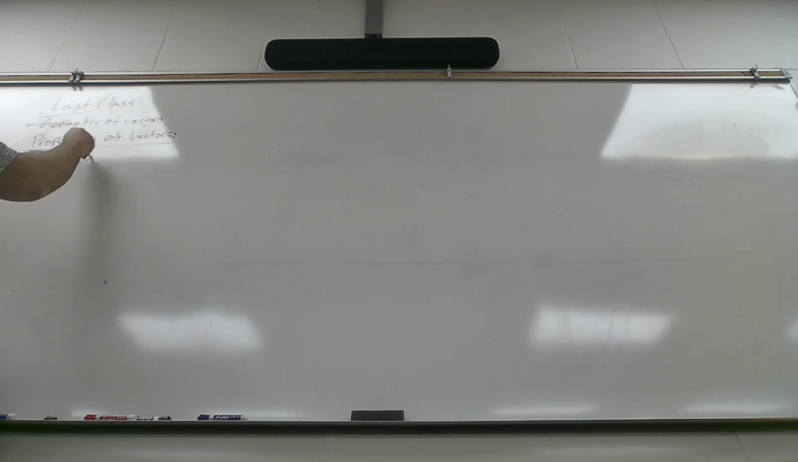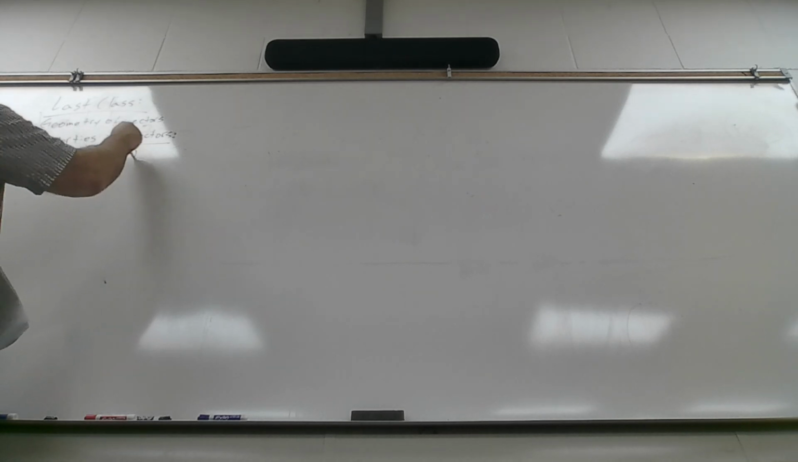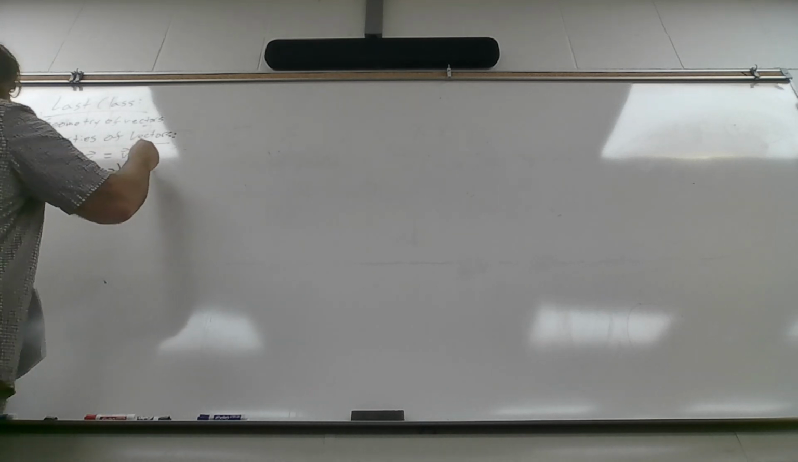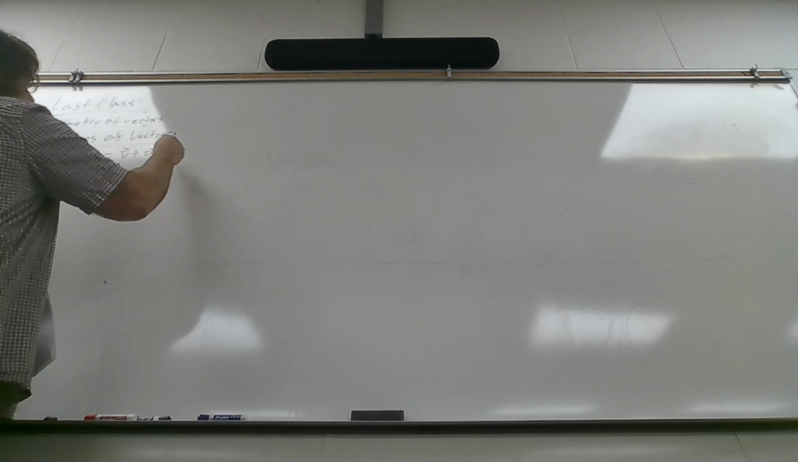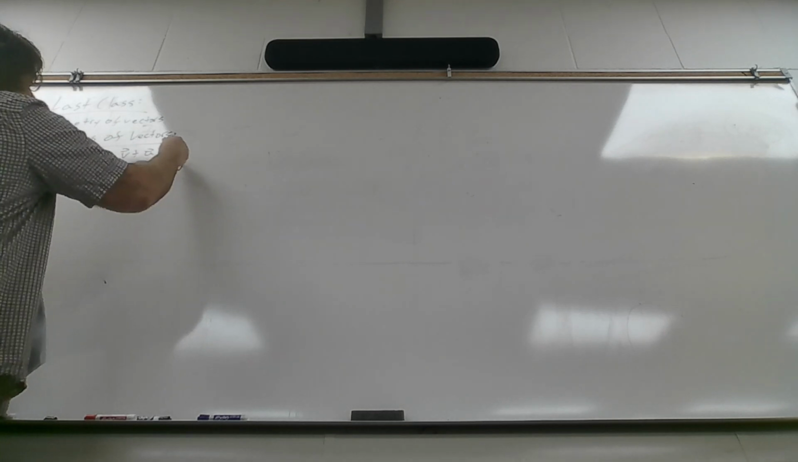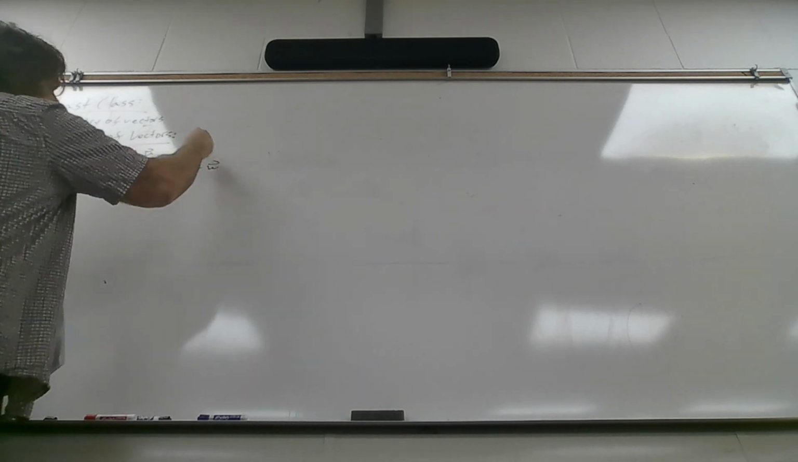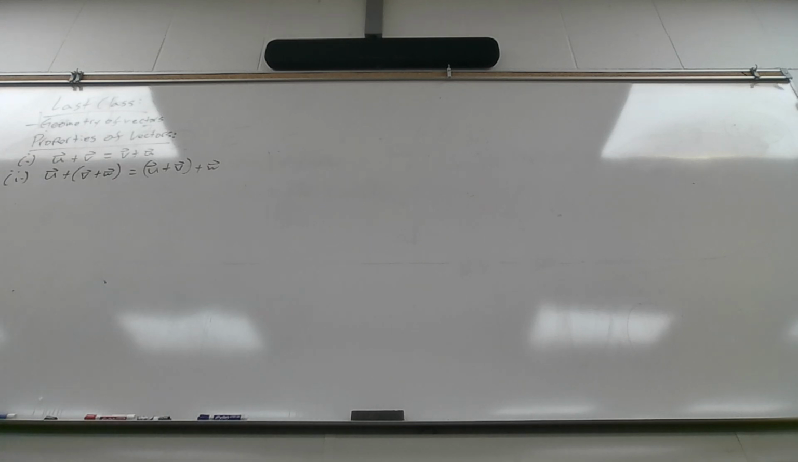So the first one is that if you add vectors, it doesn't matter which order you do them in, right? Commutative property. The second one is the associative property. So that means if you add three vectors together and you have brackets involved, you can shuffle those around. So commutative, associative.